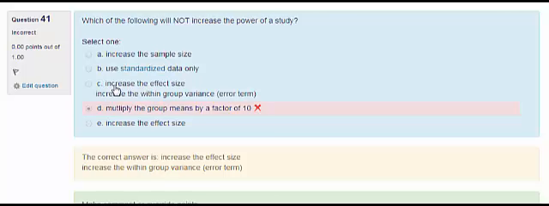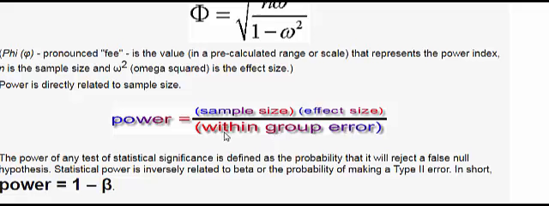I'm going to reframe that, okay? So it should have been this one: increase the within group variance error term. Again, if you increase the error back here, so if the denominator goes up in value, power goes down, right? They're inversely proportional, but that's a poorly worded question, and I apologize.